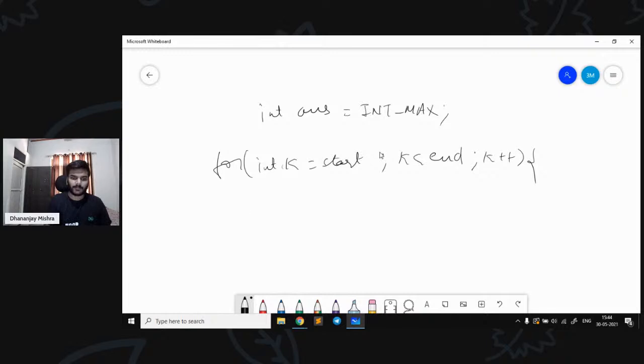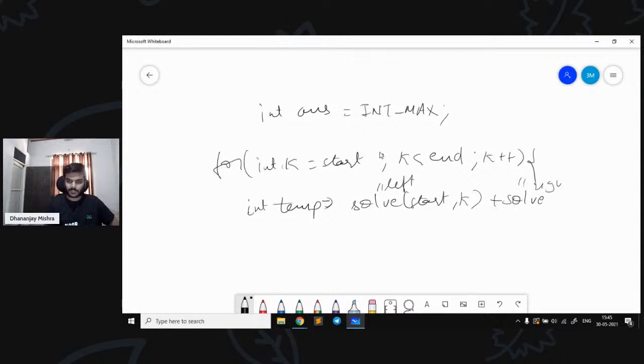And we'll have a temporary variable to store the temporary answers, or temporary cost, for each partition. So this is for our left part, the left partition. In the left part, we will have start the same for that range, and end will be shifted to k. For the right part, our start will change to k plus 1 and end will stay as it is.